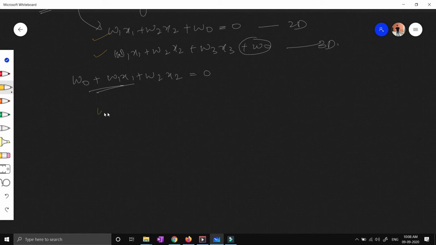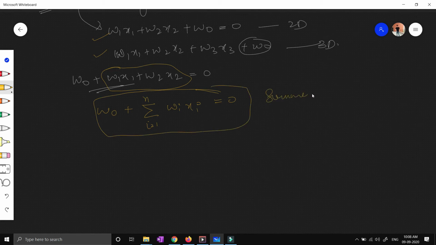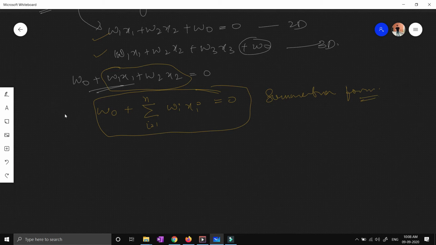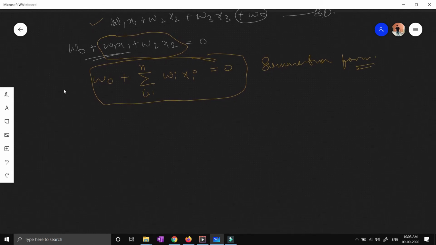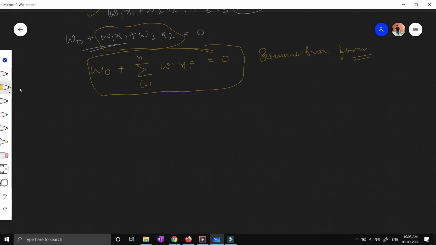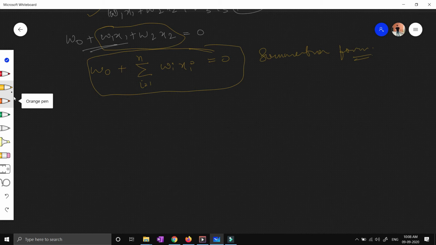I can write w0 plus, and you can see the pattern over here, summation i equals to 1 up to n, wi xi, equals to 0. So this is my equation of a line in the summation form. It is not yet in the vector format, so now we have to make it into the vector format. How will we do that?